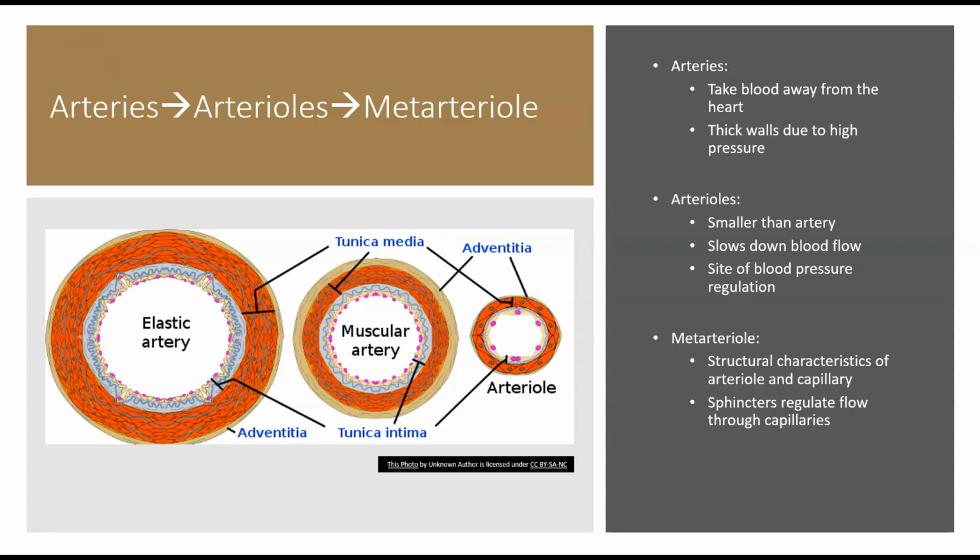And then the metarterioles are going to be structures that are kind of a transition between the arterioles and the capillaries. They have characteristics of both of them, and there are sphincters in these vessels that are going to again regulate the blood flow into the capillary and the capillary beds. So all of the blood flowing through these structures is carrying blood away from the heart, and in most cases oxygen-rich blood.